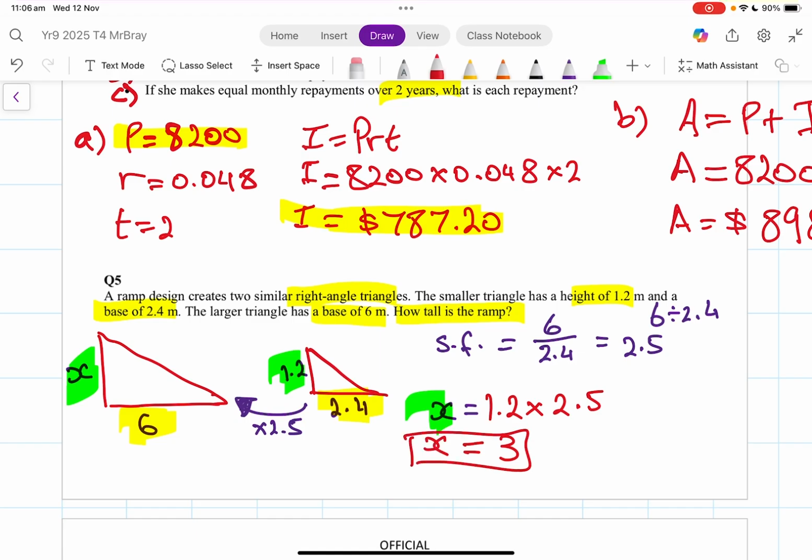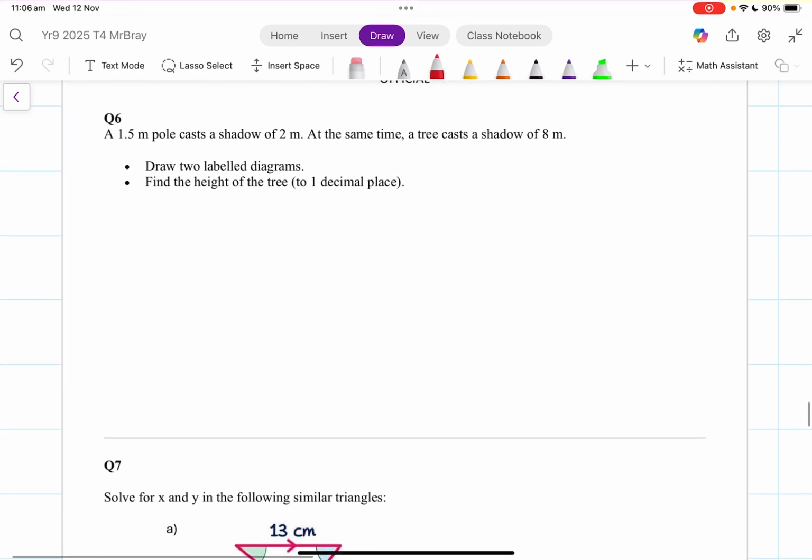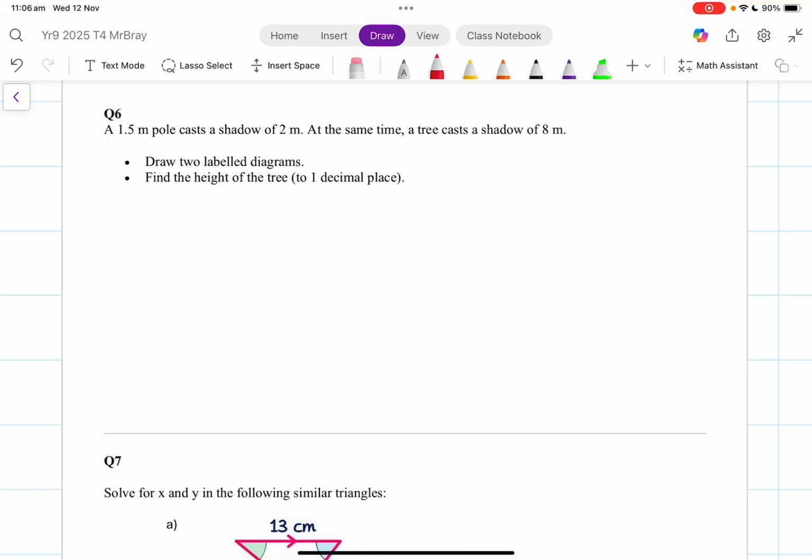X equals 3. All right, we're making good progress. Question 6, a 1.5 meter pole casts a shadow of 2 meters. At the same time, a tree casts a shadow of 8 meters. We need to draw some diagrams.